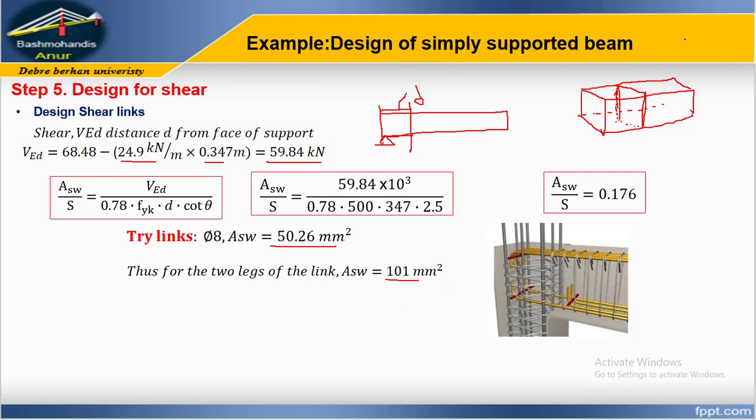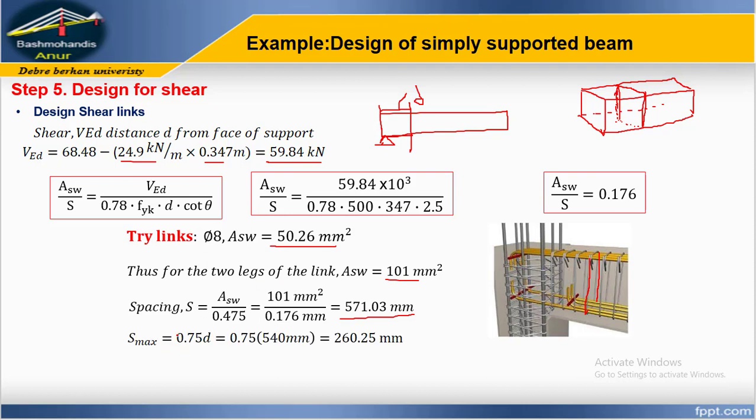Okay, here there is one leg and a second leg. Finally, when we rearrange for spacing, spacing equals 571.03 mm. This is the maximum spacing according to the code, which equals 0.75d.